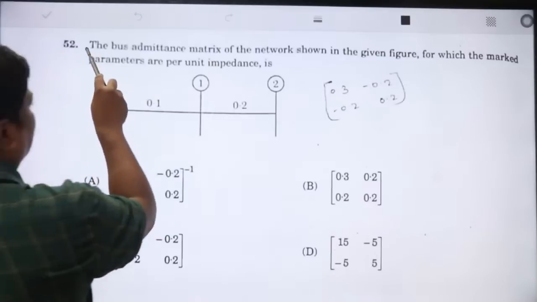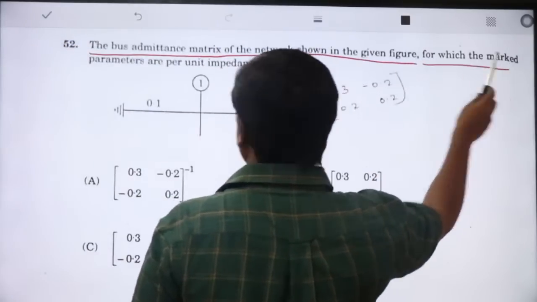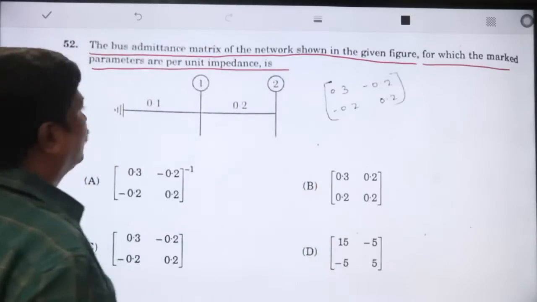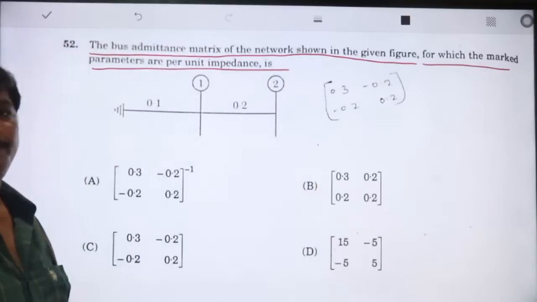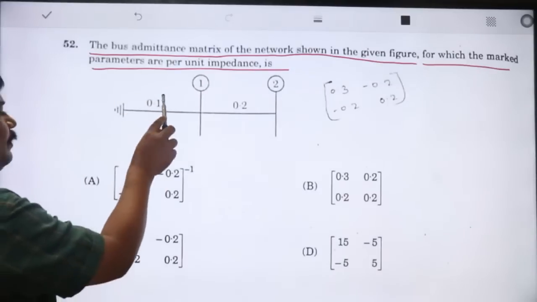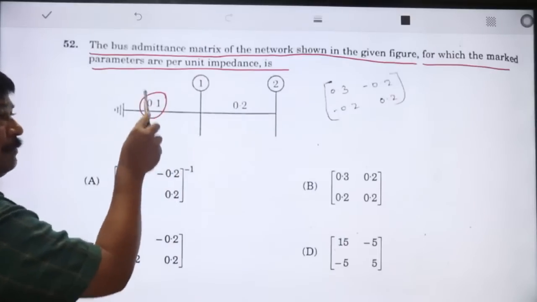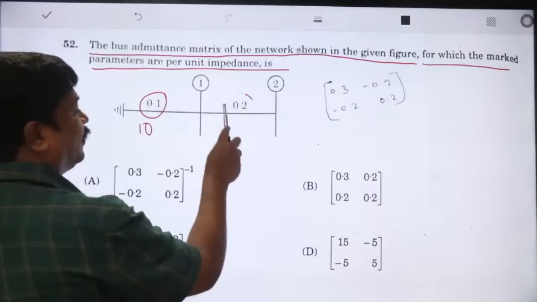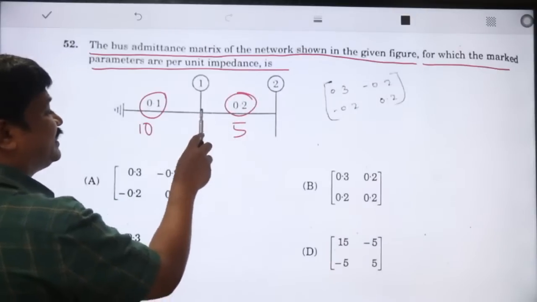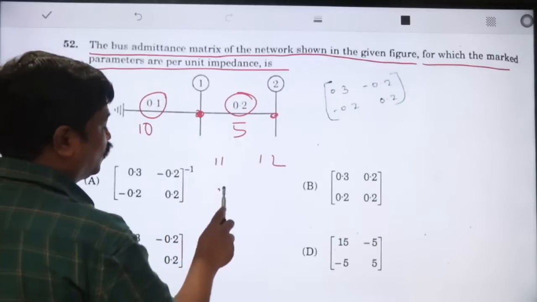This is the bus admittance matrix of a network shown in the figure, for which the marked parameters are per unit impedances. Parameters are marked in per unit impedance, but they need an admittance matrix. So impedances you convert into admittances first, that is the duty. 1 by 0.1 is 10, and 1 by 0.2, what is this one? 5. This is the first node, this is the second node. 1 1, 1 2, 2 1, 2 2.